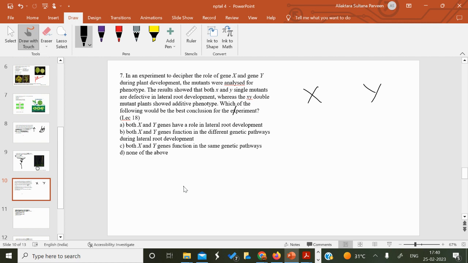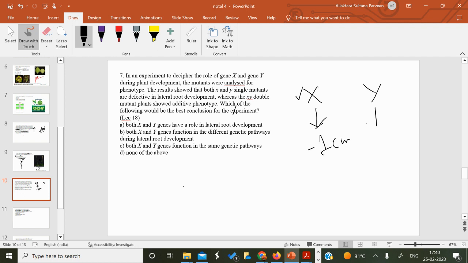Okay, so let's see what it is saying. Here they're saying that there are two genes, X and Y. They're trying to see what kind of interaction is present between gene X and Y. So first they're analyzing the single mutants. Single mutant means that in gene X there is a mutation, and suppose they see a reduction in lateral root development.